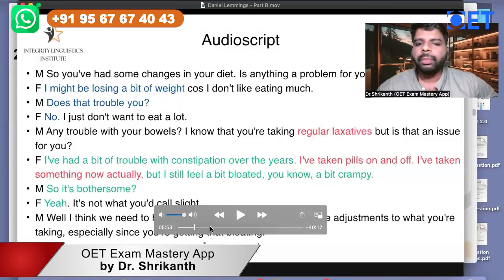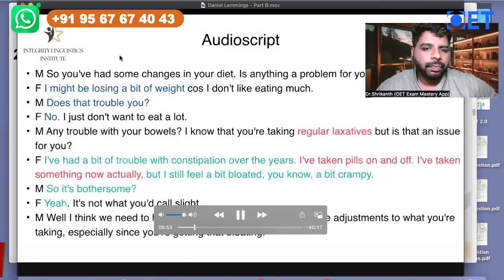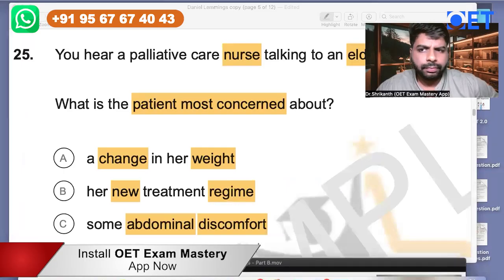Yeah, so just give importance to the emotions, okay? Just give emotional priority. Now let's hear the audio script.